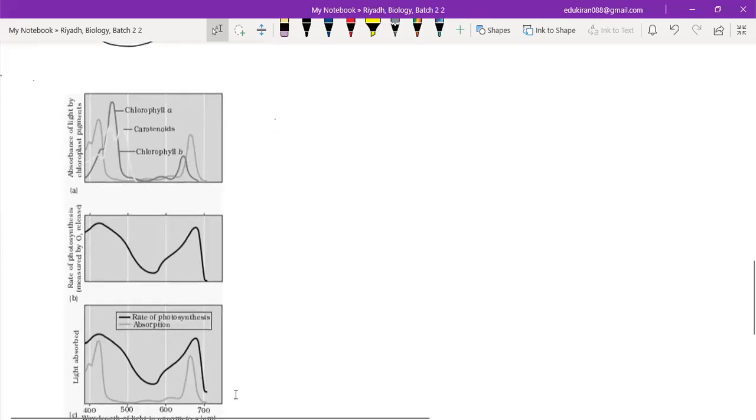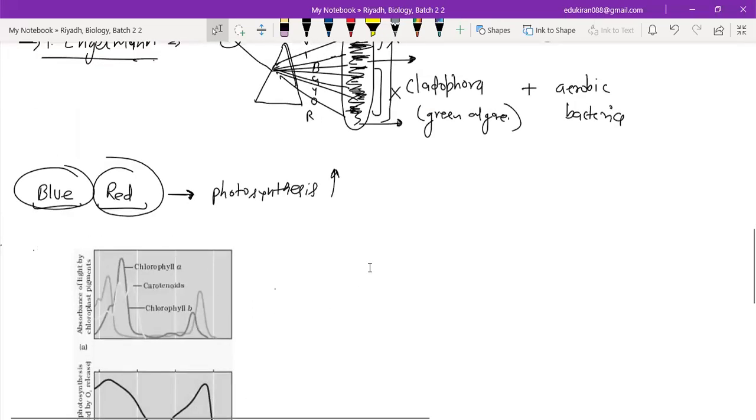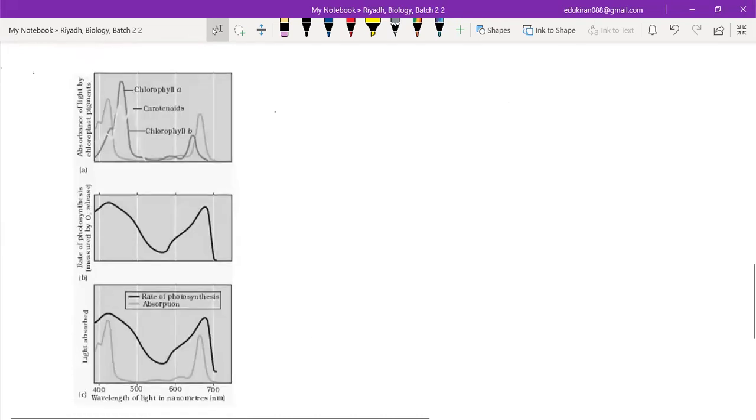Yes, sir. Now, this is a figure from your NCERT. This figure is given in boards also and in entrances also, and questions are asked. Now, let's try to understand.